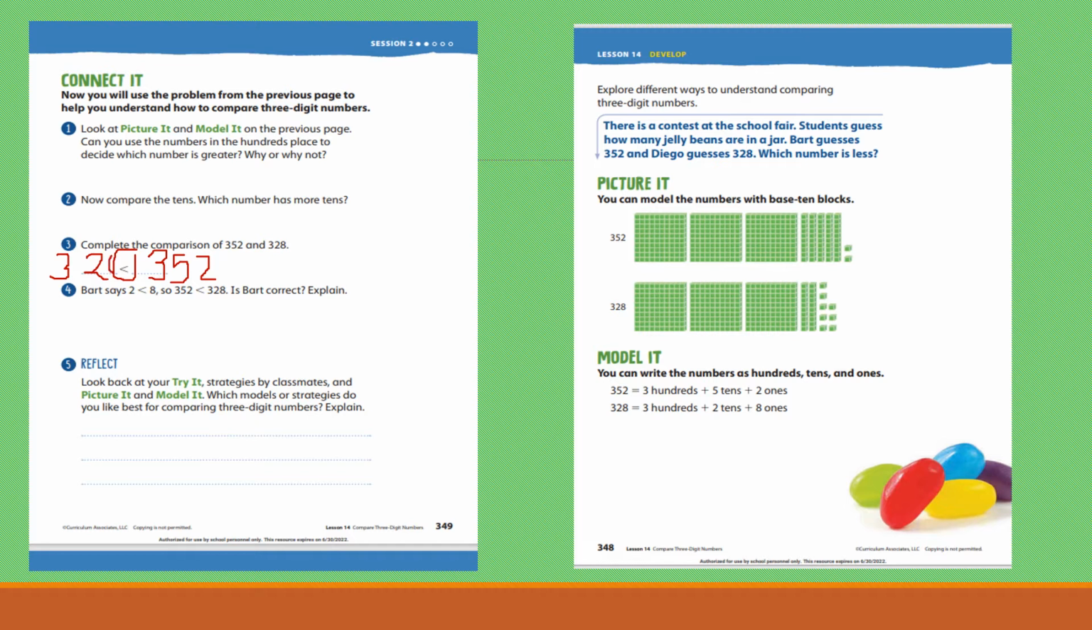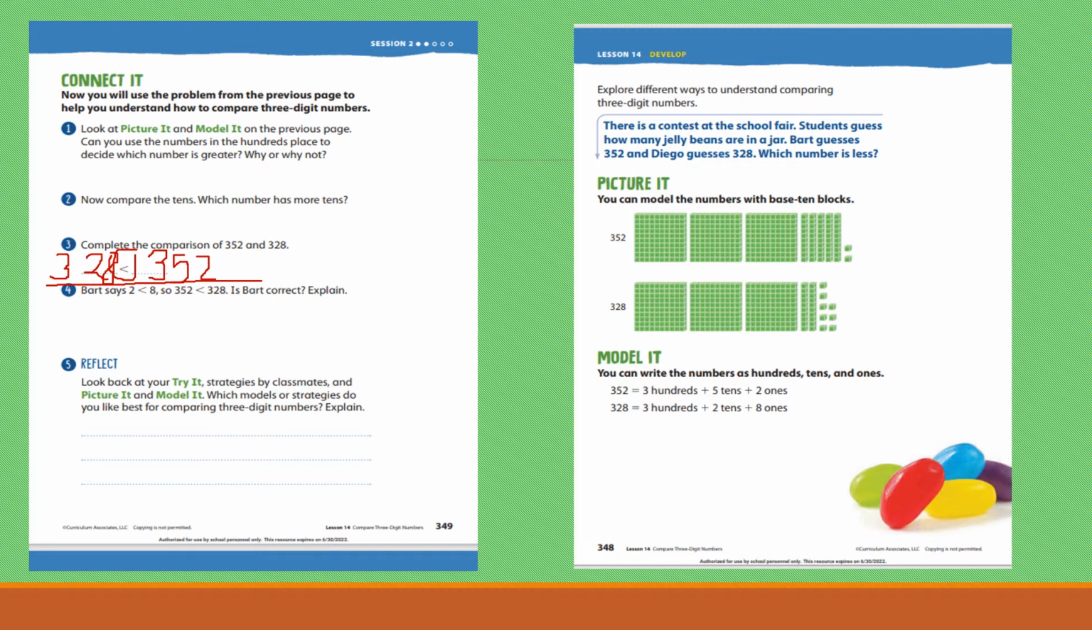All right. And this problem reads 328 is less than 352, and that is correct. Now, they're trying to trick us with number 4. Bart says that 2 is less than 8, and that's right. 2 is less than 8.